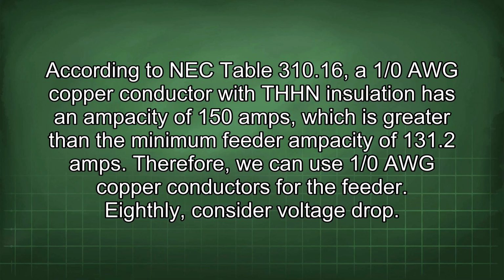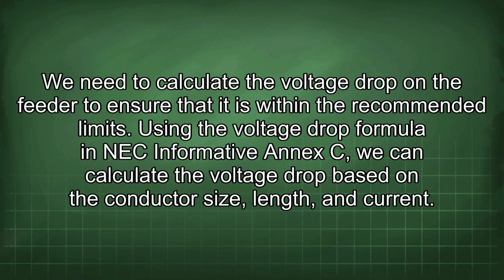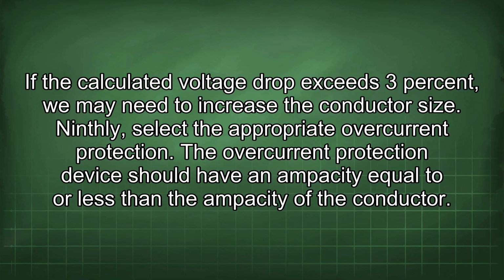Eighthly, consider voltage drop. We need to calculate the voltage drop on the feeder to ensure that it is within the recommended limits. Using the voltage drop formula in NEC Informative Annex C, we can calculate the voltage drop based on the conductor size, length, and current. If the calculated voltage drop exceeds 3%, we may need to increase the conductor size.